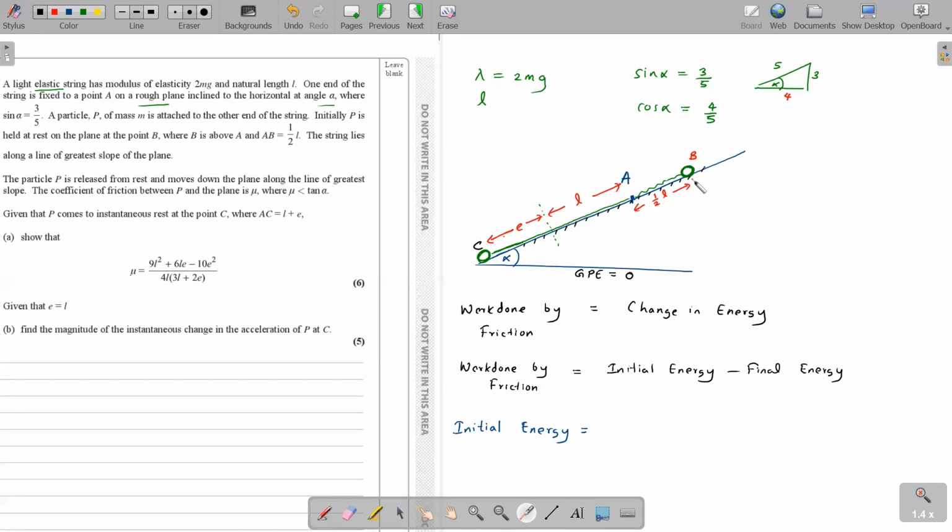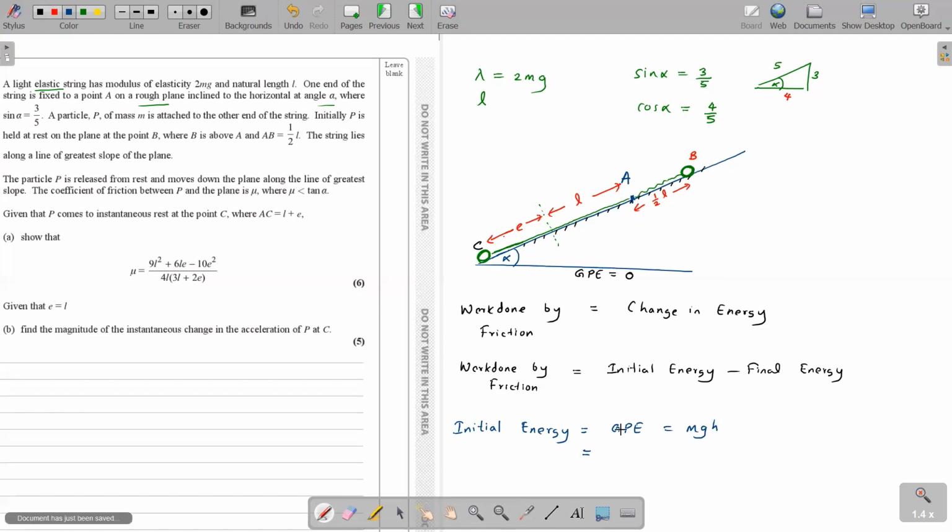So what energy do you have at B? You have GPE, gravitational potential energy. Do we have elastic potential energy? No, the string is slack. In a string, you only have elastic potential energy if the string is stretched. So at point B, we only have GPE. Let's find the GPE. GPE is mgh.